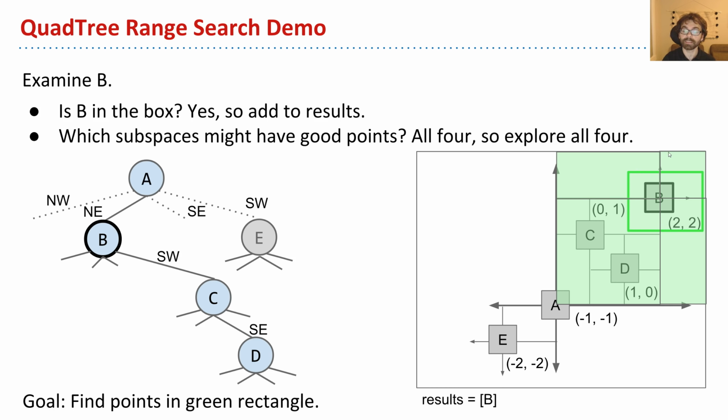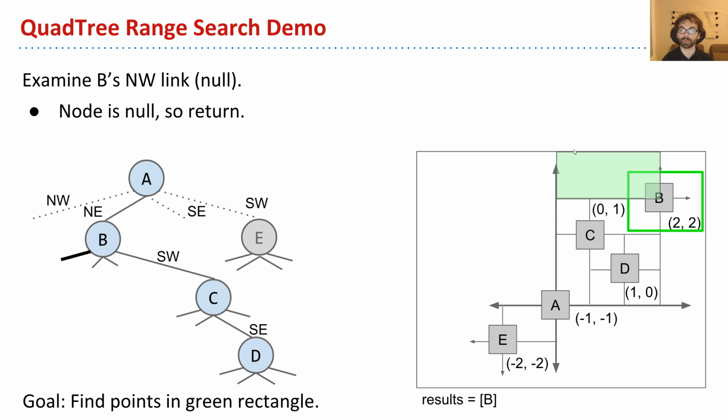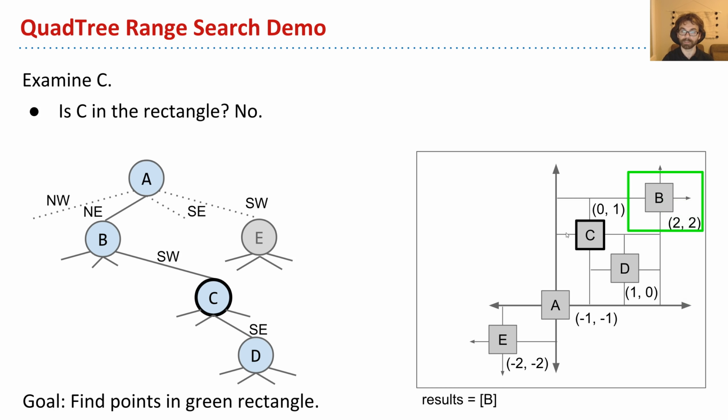All right, so now we need to consider all 4 of B's subspaces, so let's do it. We'll start with the northwest corner. Well, it turns out that one's just null, so since the node is null, we just return. Next we consider the northeast link. That one is also null, so we don't have anything to do, we just return. Now we look at the southeast corner. That one's also null, so we just return. And then finally we get to the southwest corner, which is a point.